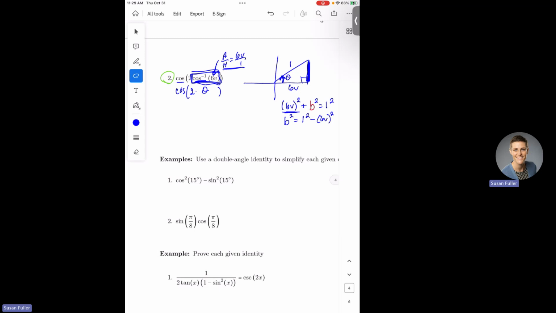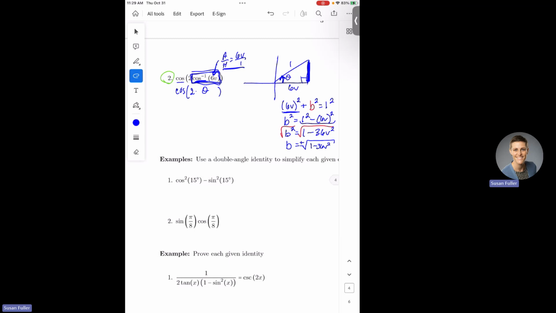And then I'm going to take the square root of both sides. But how about before I do this, I want to try to make this look a little prettier, because right now that doesn't look very pretty. So let's simplify. 1 squared is just 1 minus 6v times 6v, that's 36v squared. That looks a little bit better. And now I can take the square root of both sides to get b by itself. And that means that b is going to be the square root of 1 minus 36v squared.